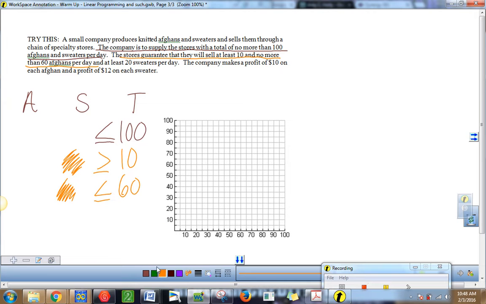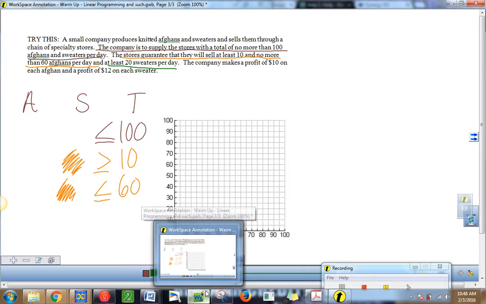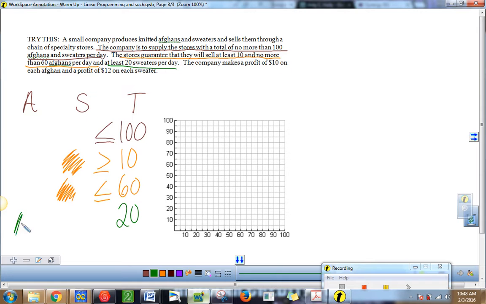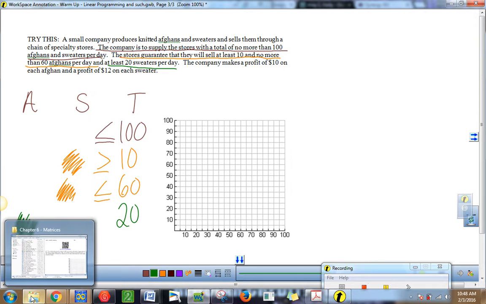Yes, it's totally possible. At least 20 sweaters per day. So 20, not Afghans, just sweaters. An Afghan is a blanket? It's a knitted blanket? Oh. Is that what threw you guys off?